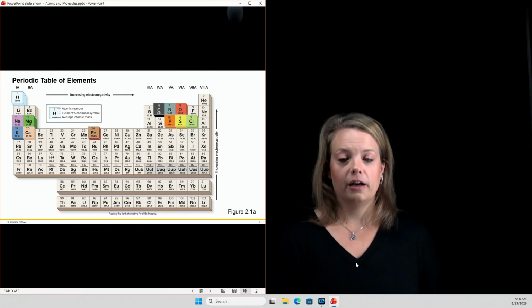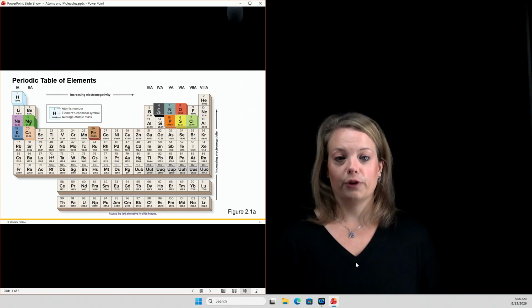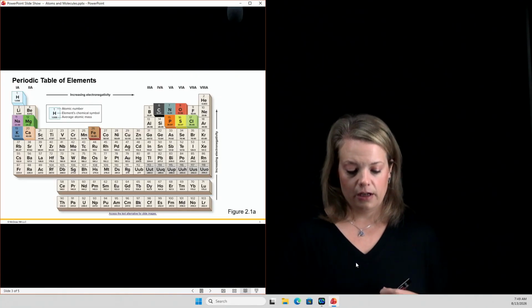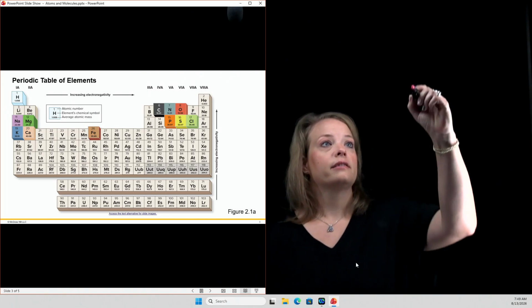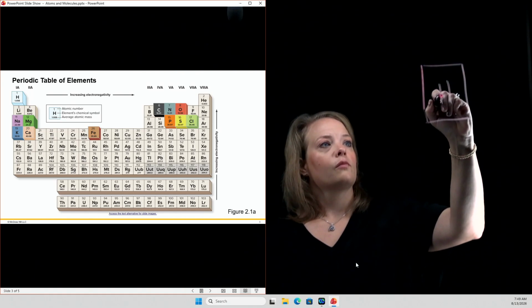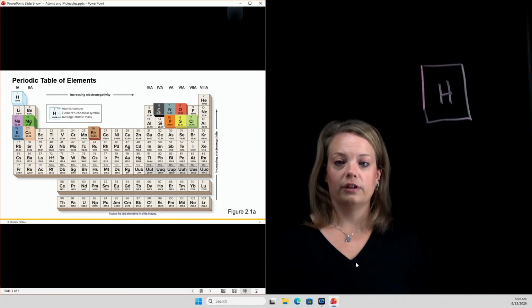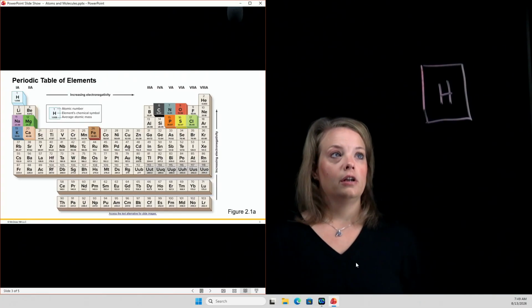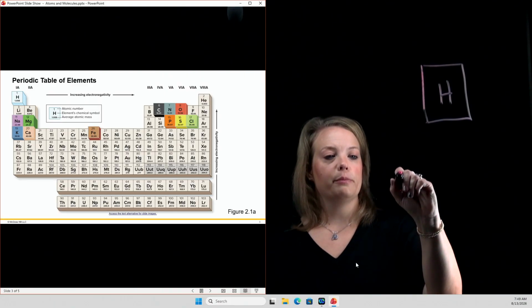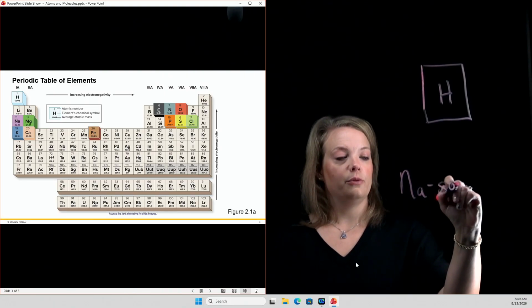So this is the periodic table of elements. Atoms are arranged in this table, and I just wanted to briefly show you how it is organized. Each atom has its own little box. For example, hydrogen: the symbol for hydrogen is H, and each atom or element has its own symbol. Some of them make sense, some of them are less intuitive. For example, Na is sodium.